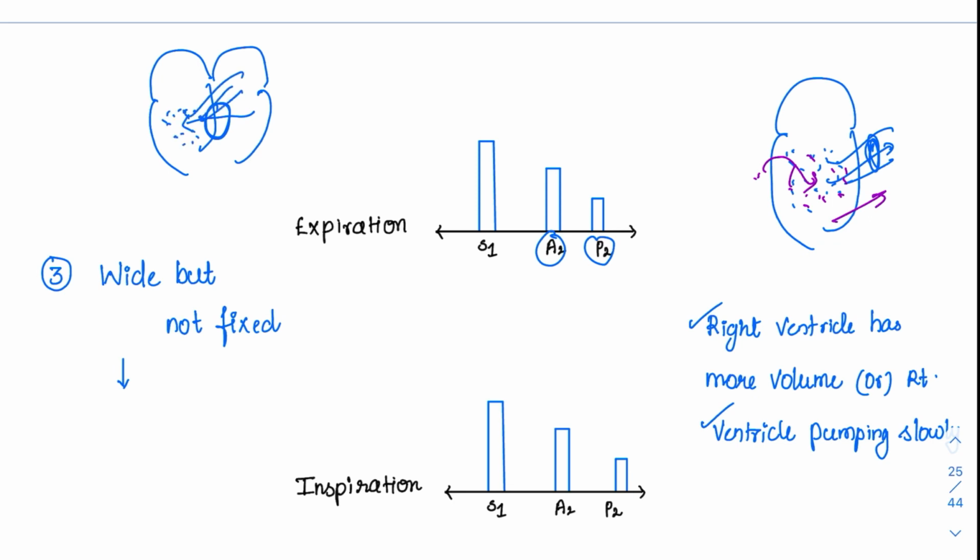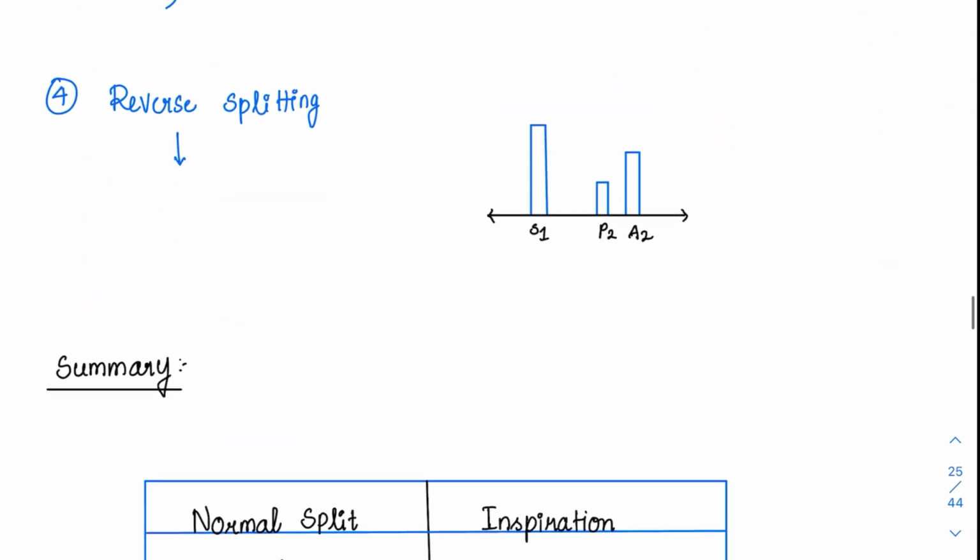Again, whenever it is trying to push into the pulmonary artery, what is going to happen? It will take a lot longer for the pulmonary valve to close. The examples are VSD, that is a ventricular septal defect, or right bundle branch block, or pulmonary hypertension. In all those conditions, either the right ventricle is not pumping properly or it is having excessive blood. So these are the conditions where there is wide but not fixed splitting.